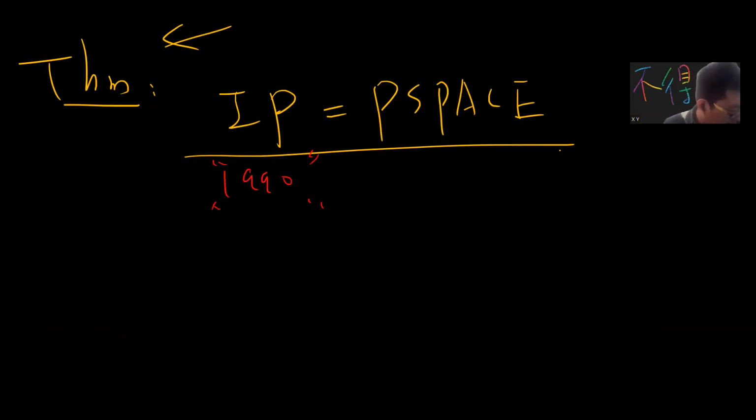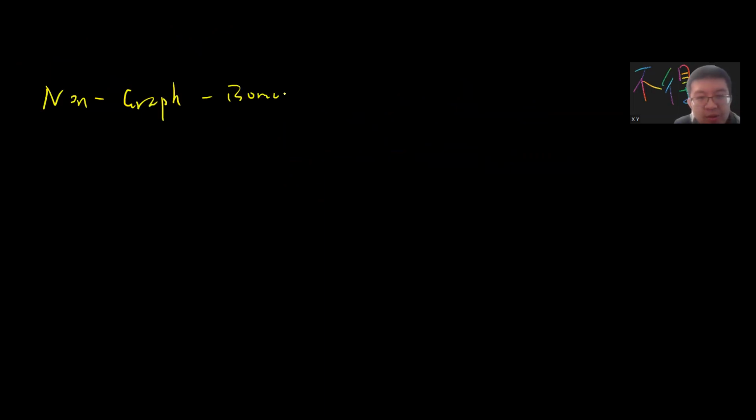I'm not going to prove this in this video, but I will first give you one famous example, basically non-graph isomorphism. I think this is the canonical example, and it's very interesting. Non-graph isomorphism belongs to IP. This is the idea.